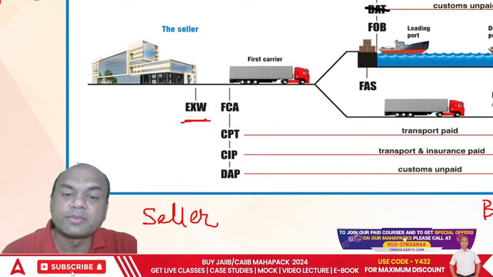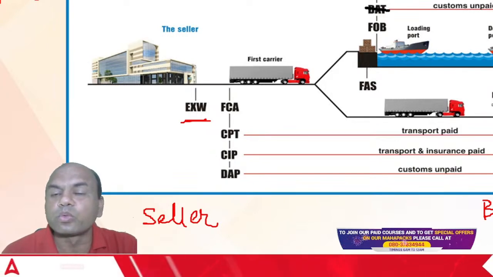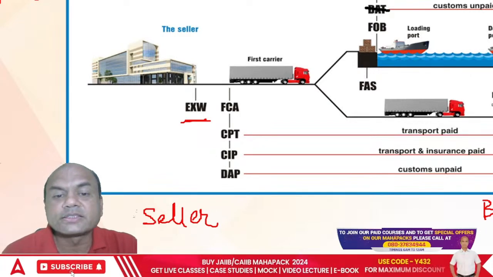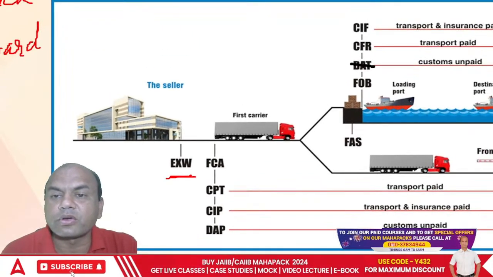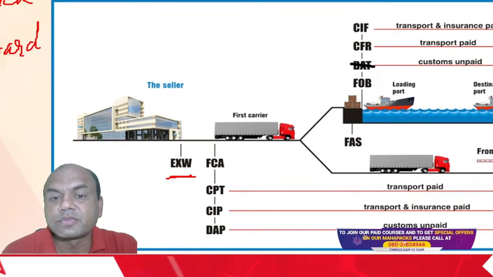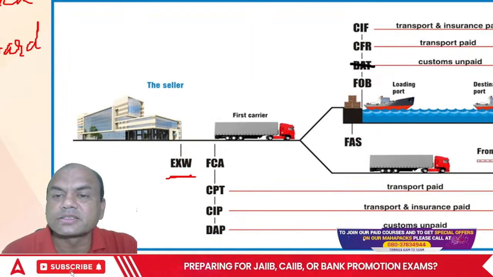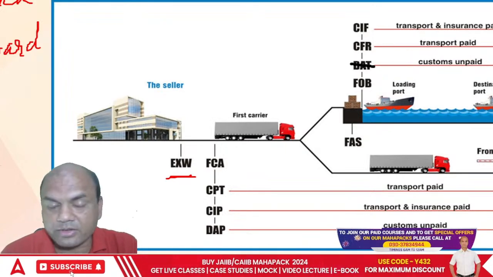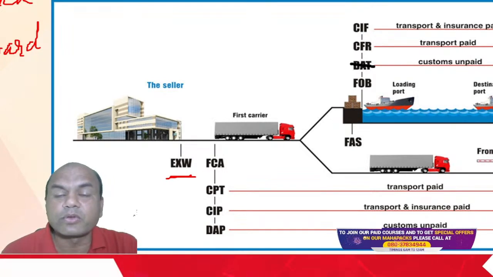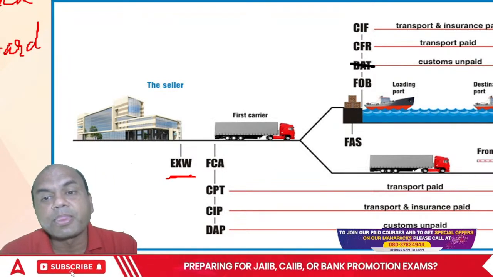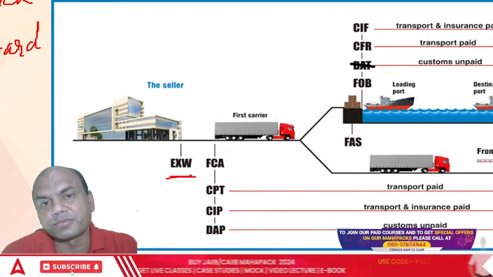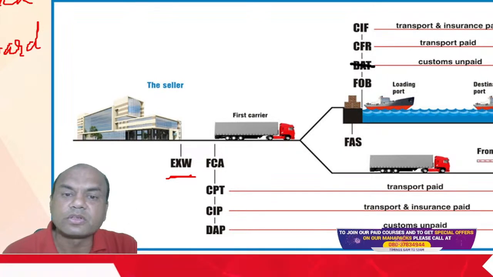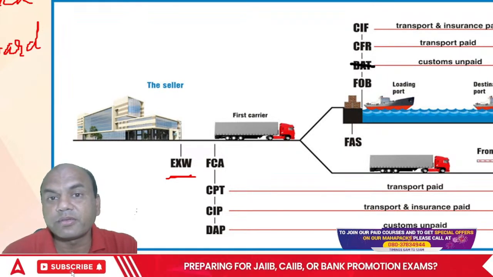Okay. Similarly, CPT, carriage paid to. This carriage paid to is same as CFR, cost and freight. CPT and CFR, same. Only CPT is related to road or air also. See here. For airway, you will say road, but what about airways? What about railway? Anything other than ship. These Incoterms are used. FCA, CPT, CIP, DAP. Anything other than ship.